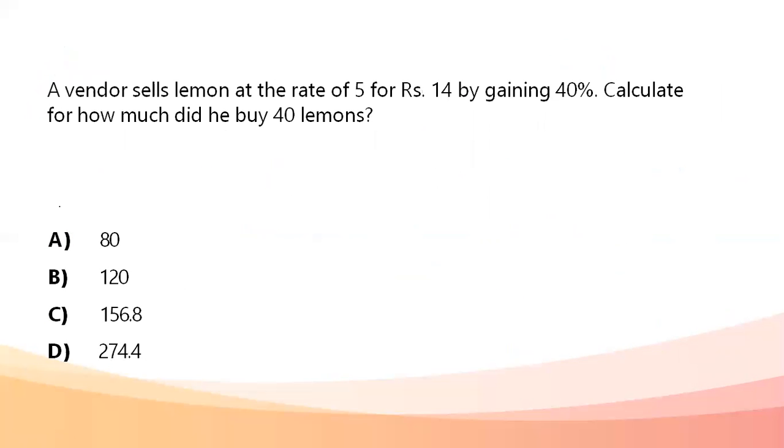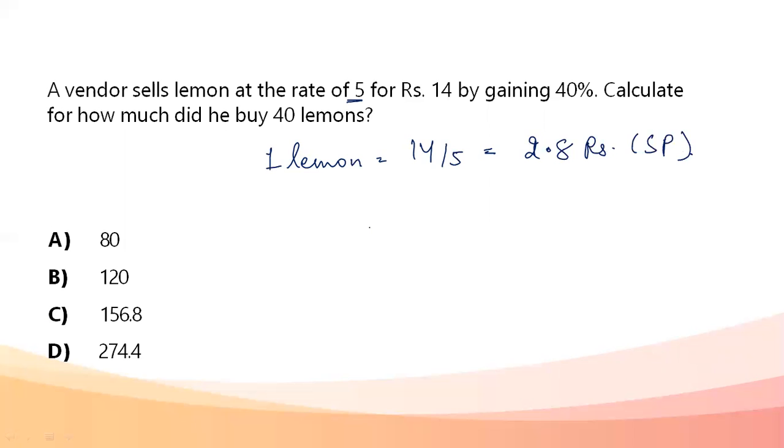Next, a vendor sells lemon at the rate of 5 for rupees 14 by gaining 40%. Calculate for how much did he buy those 40 lemons for. Okay, selling price of one lemon, because it is given selling price of 5 lemons is rupees 14. So for one lemon it is 14 by 5, that is 2.8 rupees. This is the selling price of one lemon.